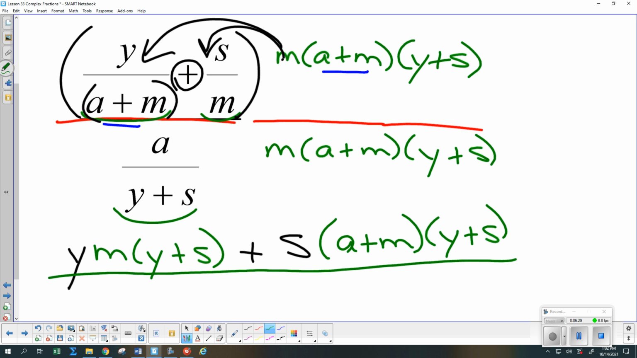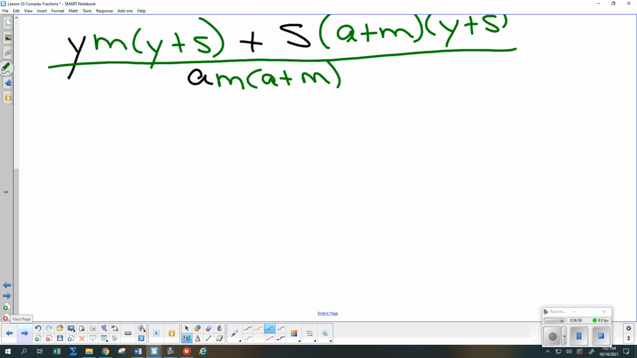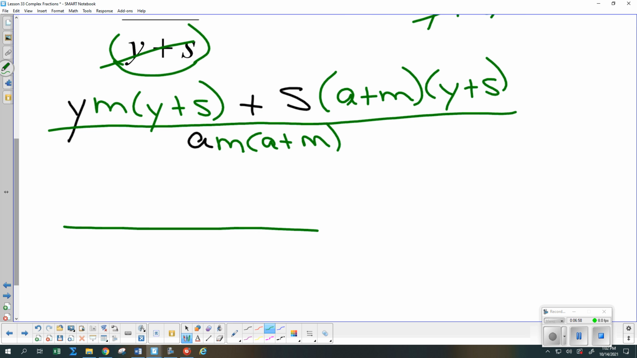Did I get that right? If I've got any mistake in there, let me know. Everybody sees anything? Okay, denominator, my whole y plus s is what will cancel, and I will be left with my original a and my m and my a plus m. So far, so good. Okay, now let's clean it up a little bit. Denominator's actually in pretty good shape. I can just leave that as a times m and a plus m.